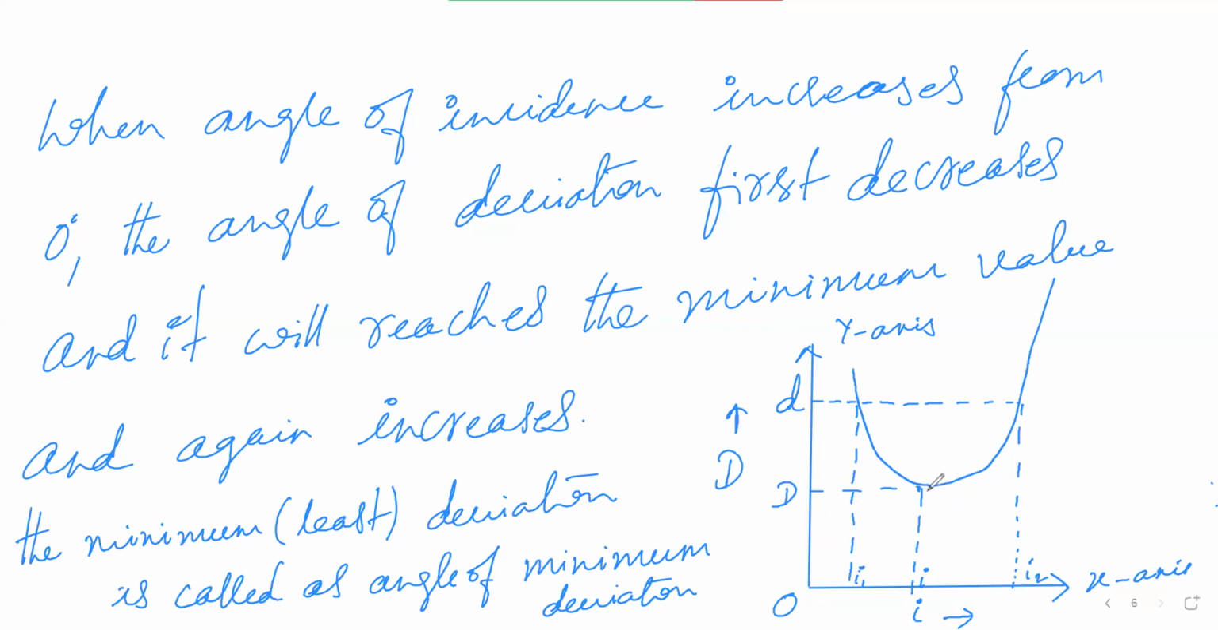Okay, when the angle of incidence keeps on increasing from 0 to the higher values, at a certain point, what will happen? The angle of deviation will become very least. Further from that point, it will gradually increase. I mean, when it becomes minimum, not 0, when it becomes the least value out of all values, that point is called angle of minimum deviation.